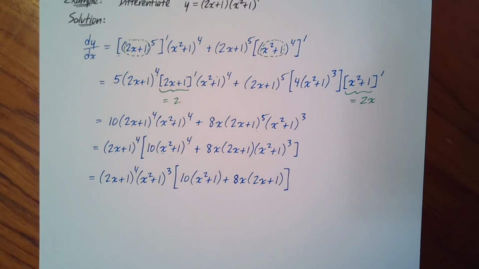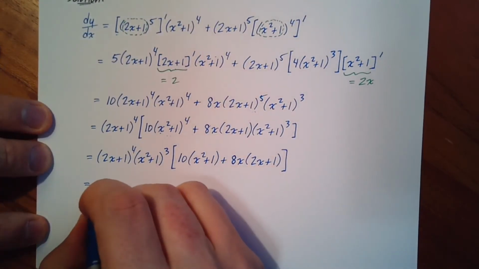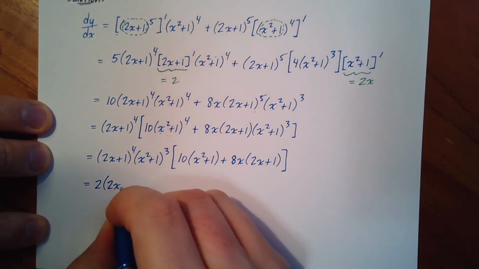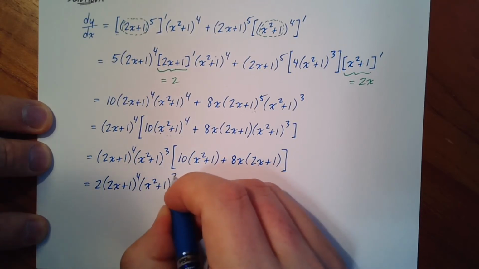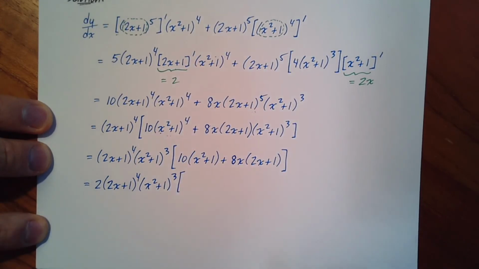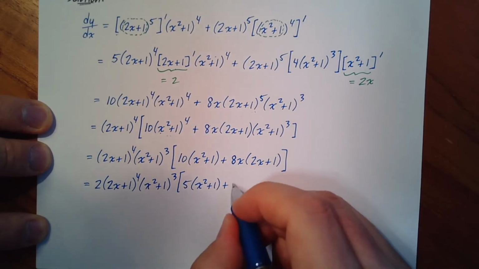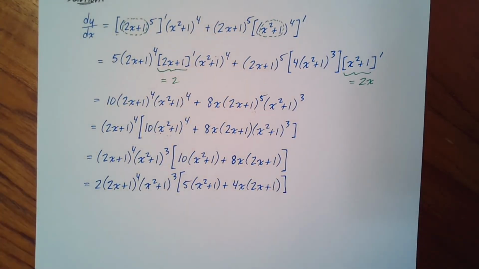And then now, there's nothing left that's obvious, except we could pull out a factor of 2. Okay, let's do that. If I pull out a factor of 2, what will I have? I'll pull the 2 right out in front, because 10 is divisible by 2, and so is 8. So I'll get (2x plus 1) to the 4. This stuff out in front won't change: (x squared plus 1) cubed, and that'll be multiplied by, just cut both terms in half. So we'll have 5(x squared plus 1) plus 4x(2x plus 1). And that's it for the immediate factors to pull out.